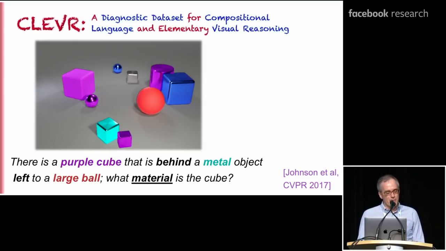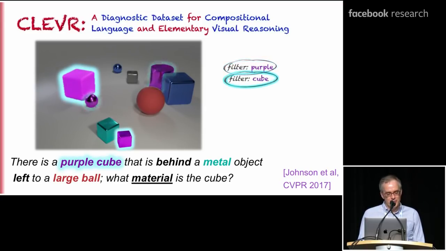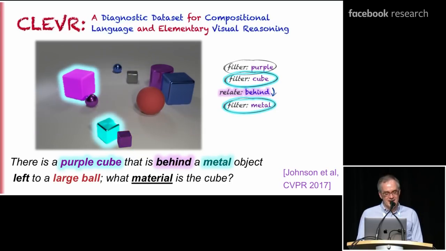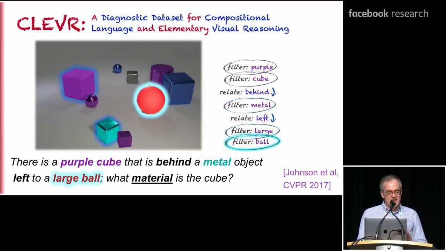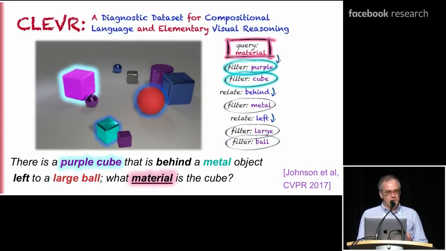So if we just walk through for a moment what you have to do, you start with there being a purple cube, so there are a couple of purple cubes. Then it says it's behind a metal object, so there's a metal object and the things behind it. Then left to a large ball, so there's a large ball and the things left to it, so that pretty much narrows it down to a certain purple cube. And then it asks, what material is the cube? And you probably think, gosh, I don't know, what material is that? But it turns out in the CLEVR dataset, there are only two materials. Things are either metal or rubber. So if they're not shiny, they're rubber. And so the answer is that this is rubber.